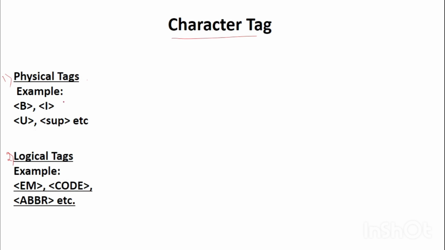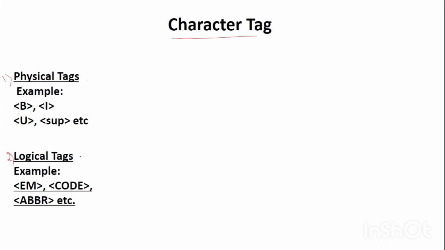So physical tags are the tags that are used to apply special formatting effects to the enclosed text. Okay, that means these tags control the physical appearance of the text on the web pages. But logical tags are the tags that are used to define the meaning of the content they include.